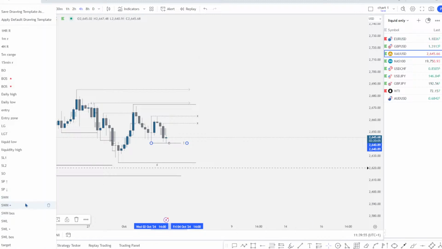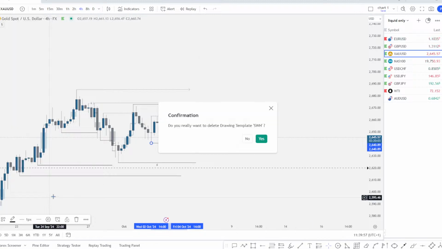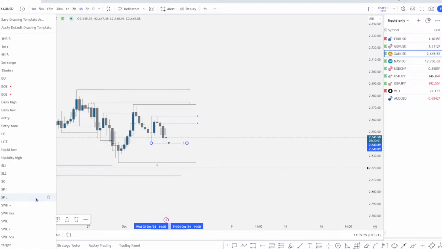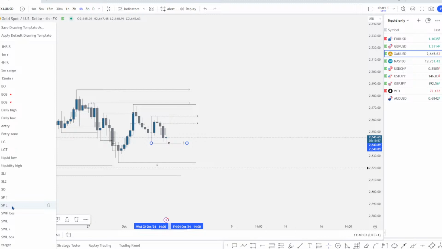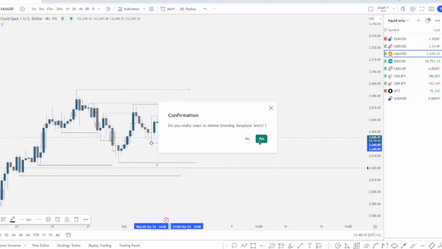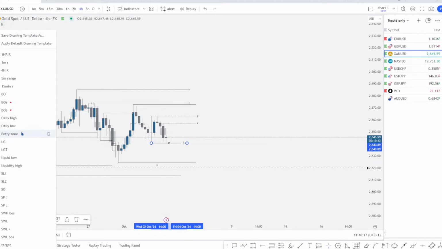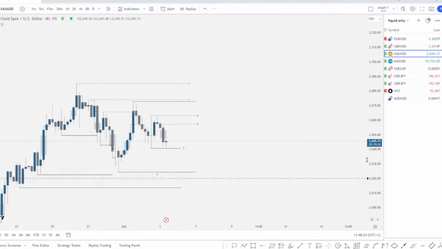I'm actually going to clean up some of these entries as well. Get rid of swing high plus, get rid of all this stuff. Keep SPs, SL1 and SL2. Sell side origin, buy side origin. Get rid of that. Liquid high, liquid low. We'll keep those.